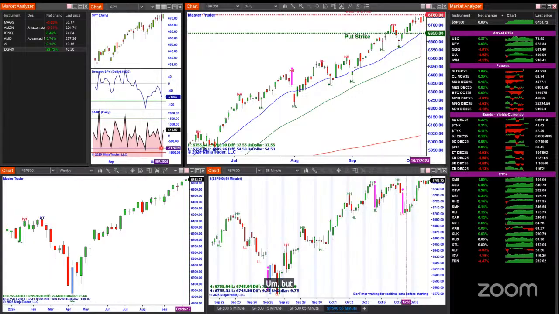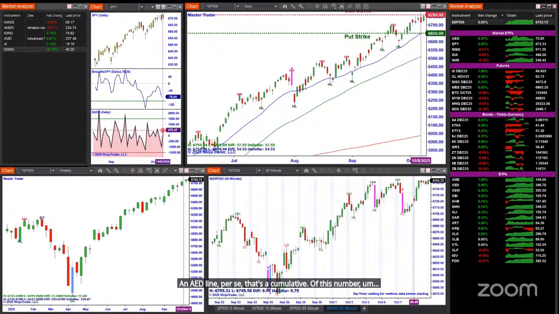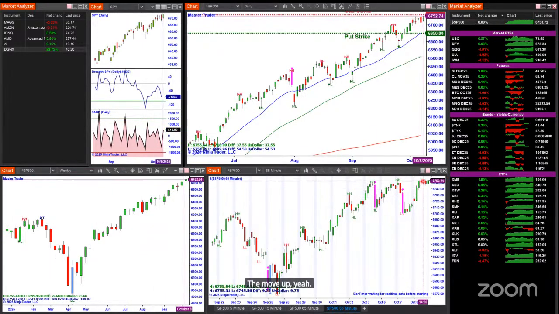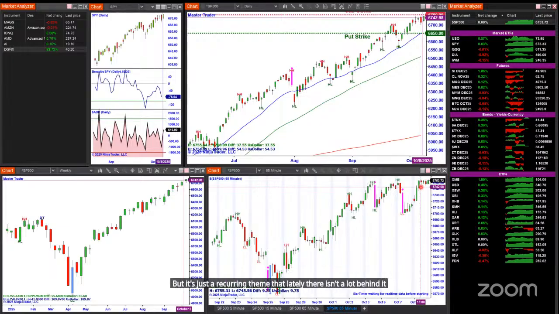But when you see a down day and you get a minus 1,500 close on the AD line, odds are it's going to go lower. So yesterday, the AD, this is just the raw number, not necessarily an AD line per se, that's a cumulative of this number. Wasn't such a strong day. Looking at the move up, it was just based on the price, but it's a recurring theme that lately there isn't a lot behind it under the hood.